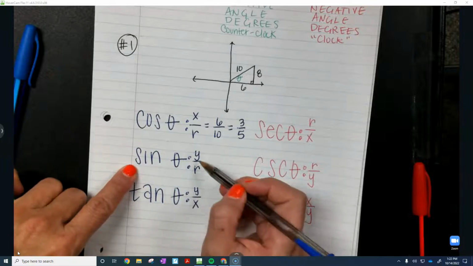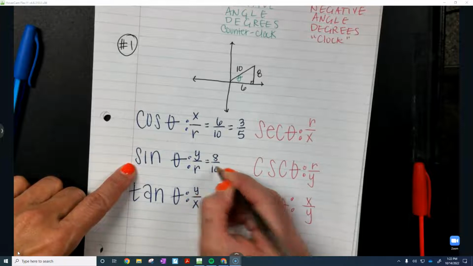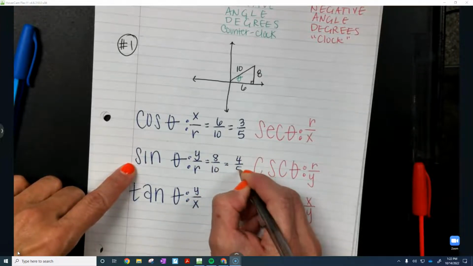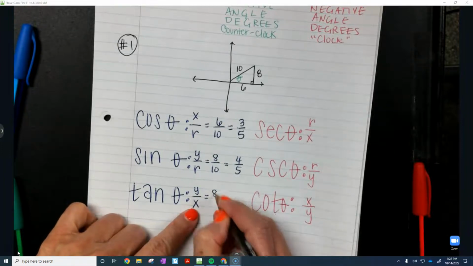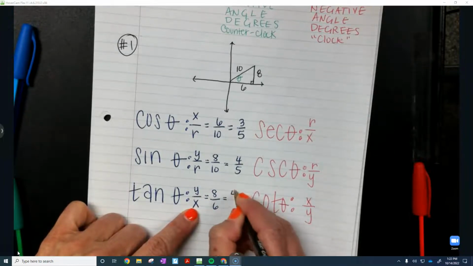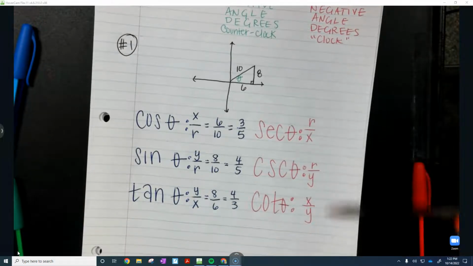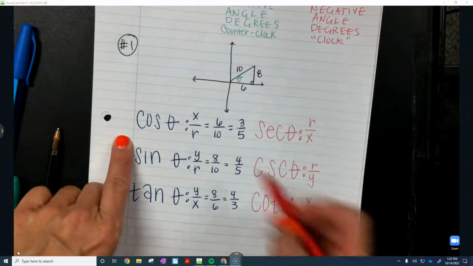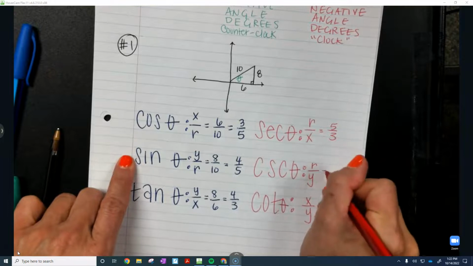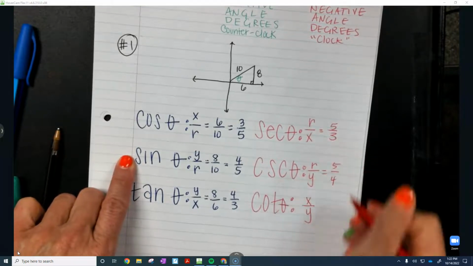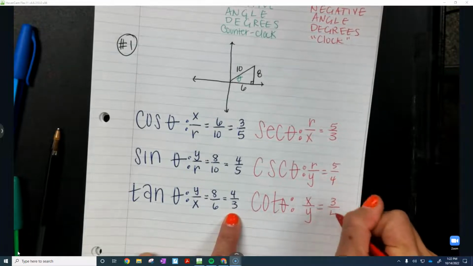So sine is y over r. So sine is going to be 8 over 10. But of course, we're going to have 4 over 5 as our answer. Your tangent is going to be 8 over 6, which is 4 over 3. Guys, flip those upside down and write them over here. So my secant is 5/3. Your cosecant is 5/4. And then your tangent, flip that 4/3 upside down to 3/4.